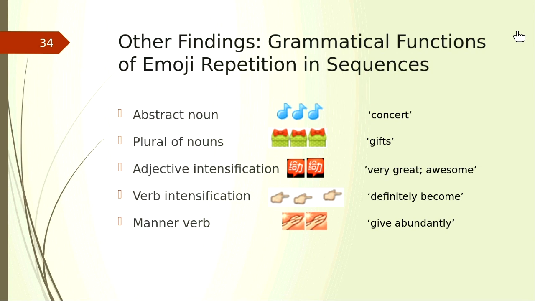Adjective intensification, so there's an emoji that means great. And then when you use it together, it means very great or awesome. Verb intensification, as we just saw with the pointing fingers, definitely become, and manner verbs. This is the reason why I think that there were relatively few adverbs included, emoji functioning as adverbs, because so many of the verb emoji incorporate a manner. So this one is giving hands, and it means something like give abundantly or give generously.